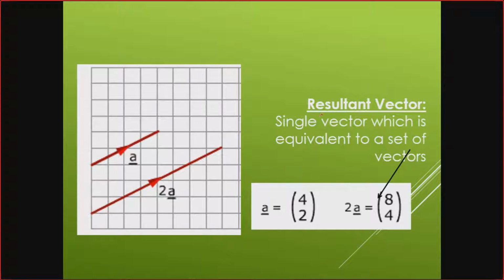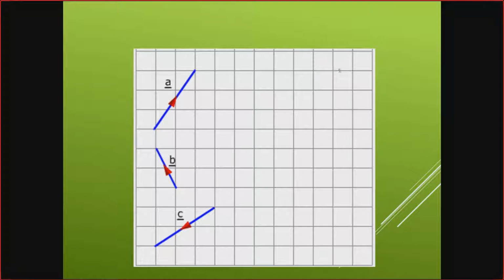This is a resultant vector, a single vector which is equivalent to a set of vectors. In other words, it's parallel. To make sure you understand that vectors are parallel, they should have the same multiples. You can see two A's there: that's 1A, and that's 2A. Clearly, if there is a multiple in this one here, it shows that it's parallel. But in this case, it's just double that. Let's move on to some examples.